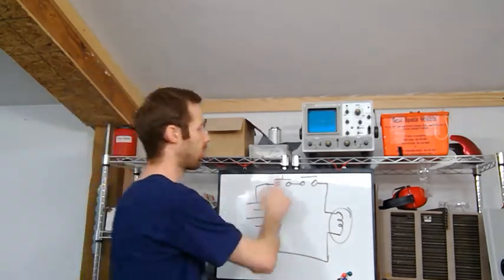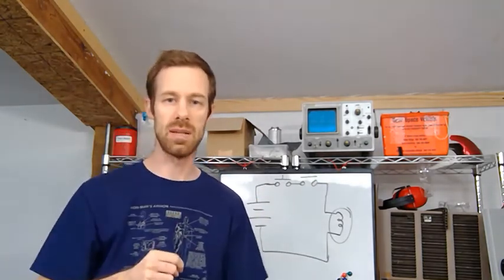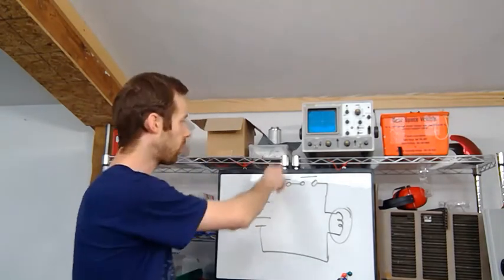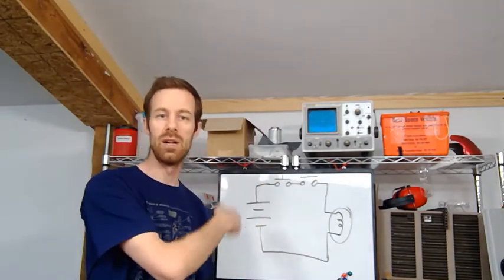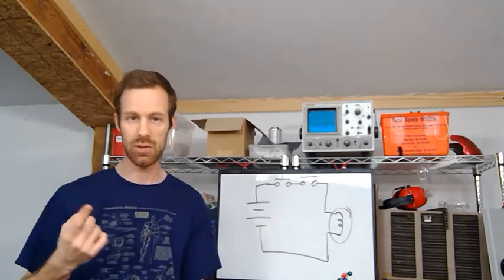So if I switch out one of these with what we call a normally closed button, then that means electricity can flow until I press the button. Normally open, only when I press the button is when electricity flows. Closed means only if I don't press the button is when electricity flows.